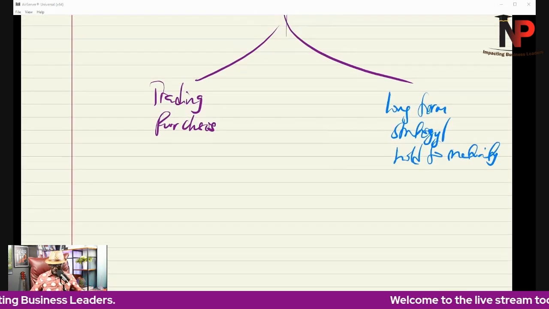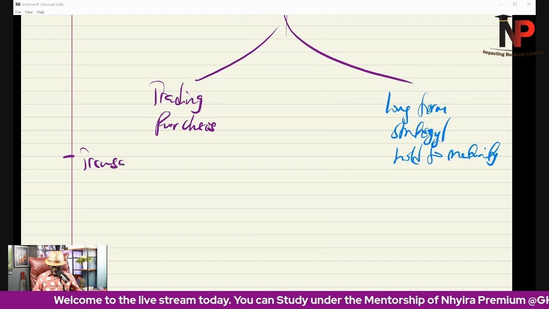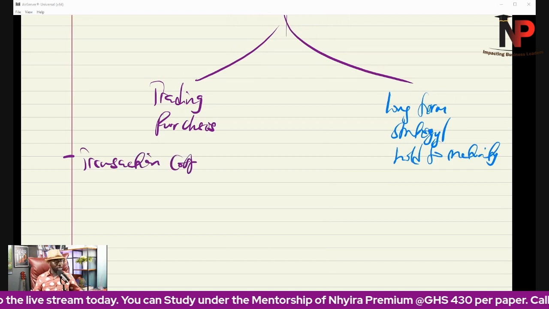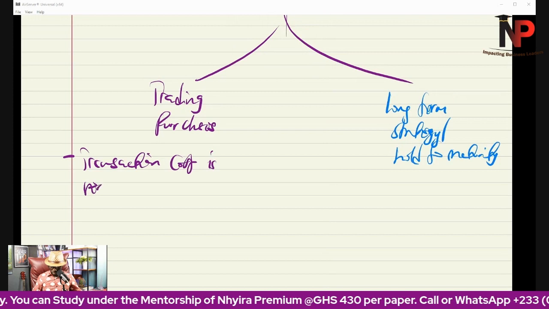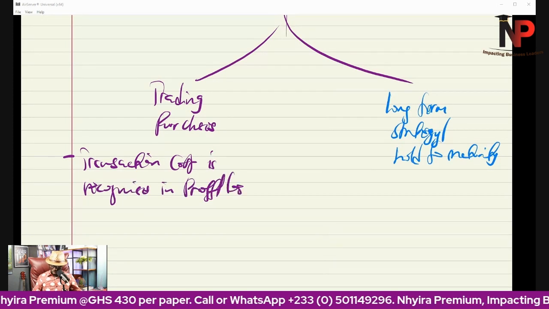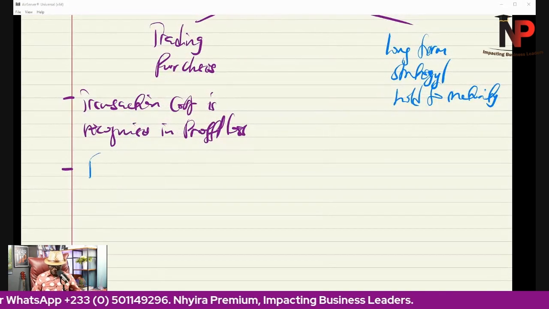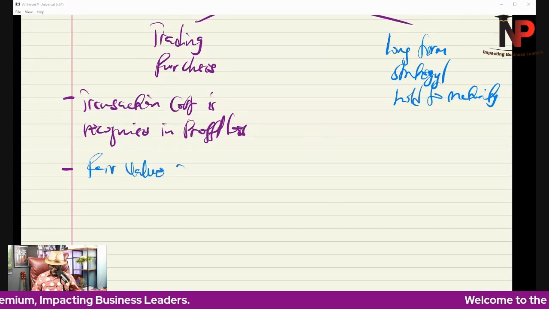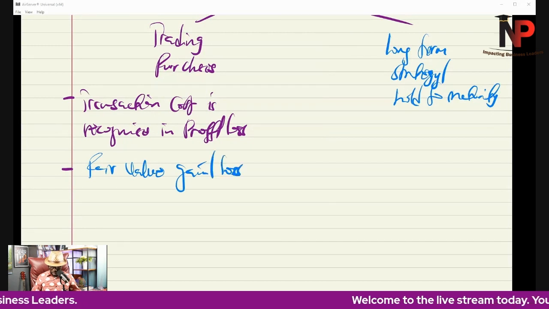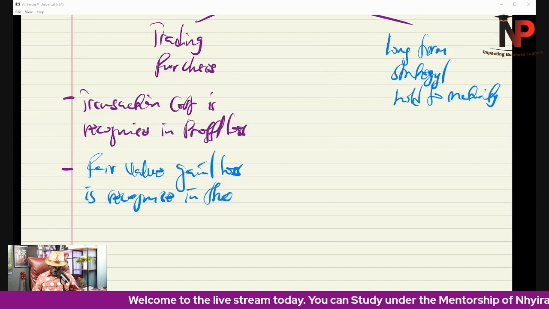Why is this important? Because if it is for trading purposes, any transaction cost incurred is written off in the P&L account. It's recognized in the profit or loss account. Then on subsequent measurement, any fair value gain or loss is recognized in the P&L account, in the profit or loss.